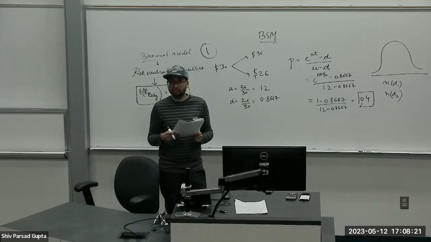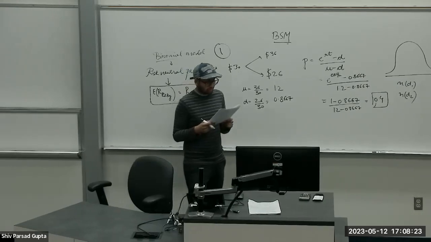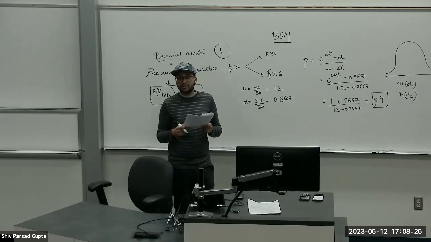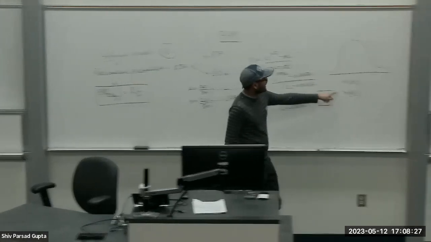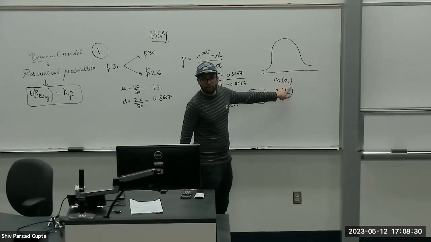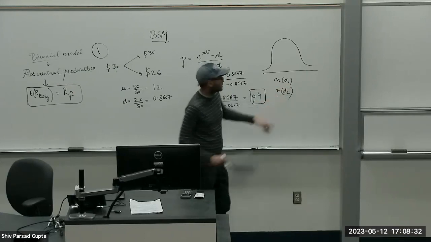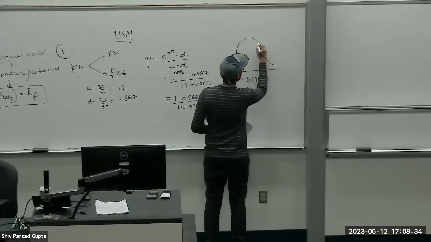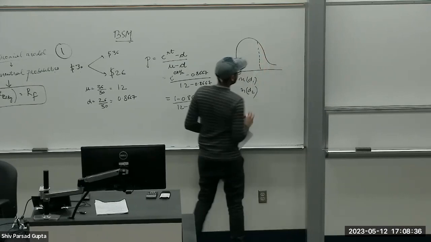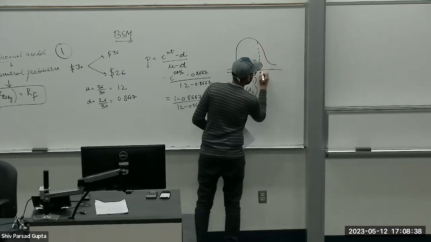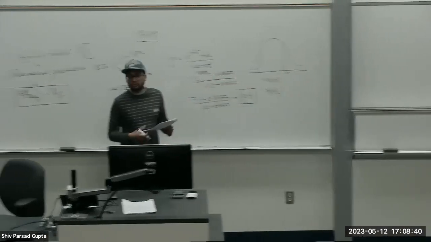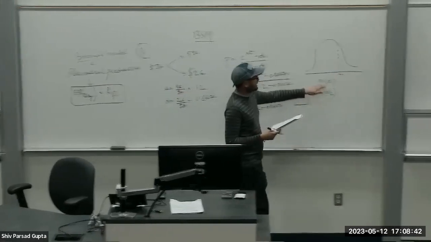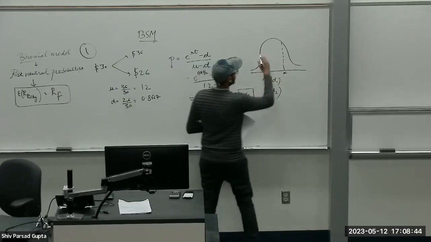Is that clear? For question number 5, they are asking what N(x) denotes. Similarly, they are asking what N(d1) denotes or what N(d2) denotes. If we have this x over here, what N(x) denotes is the probability of these deviations.